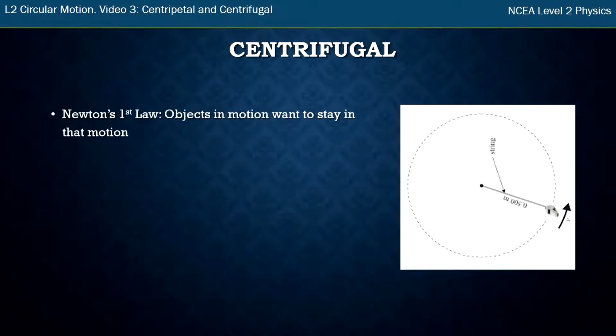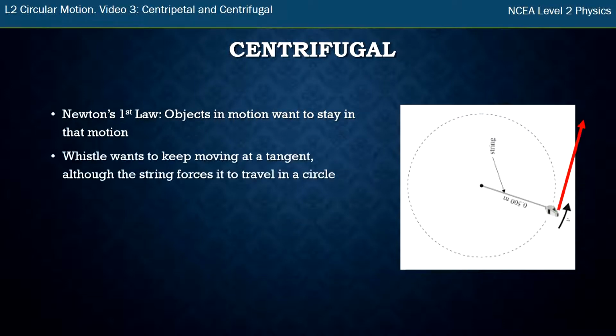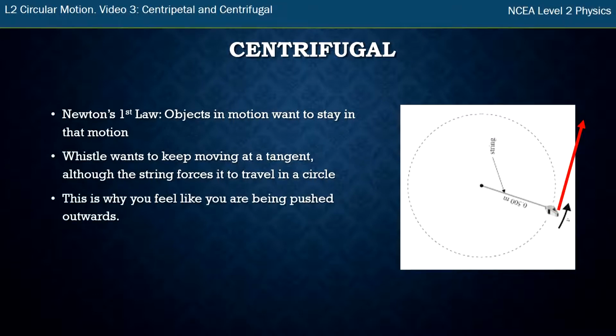The same thing can be applied for things going around in circular motion. Objects at rest tend to want to stay at rest, objects in motion tend to want to stay in motion. More precisely, objects at a constant velocity tend to stay at a constant velocity. So the whistle on the string at this point, its velocity is at a tangent, right? And so it wants to keep going at that tangent. Now the string, on the other hand, forces it to go around the circle. So this is why you feel like you're being pushed outwards.